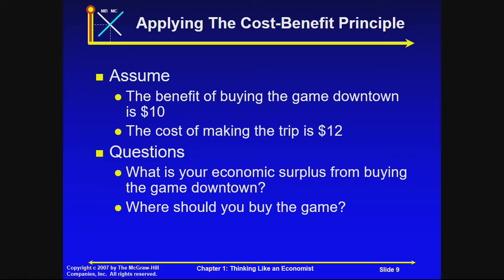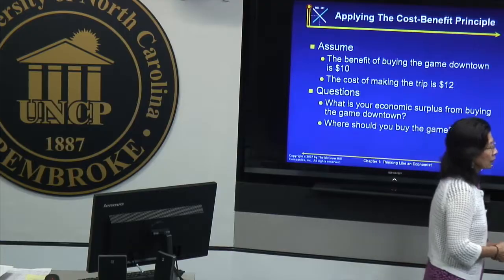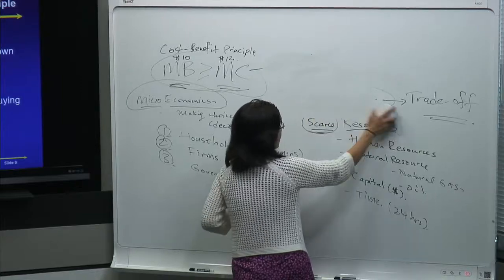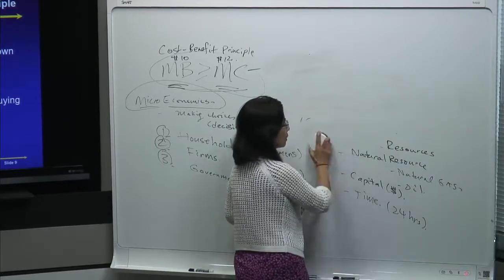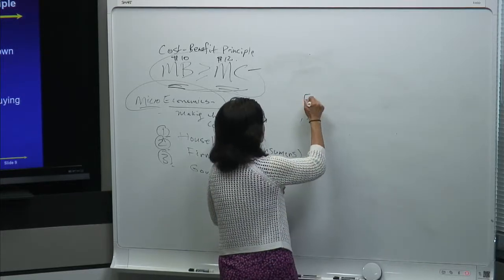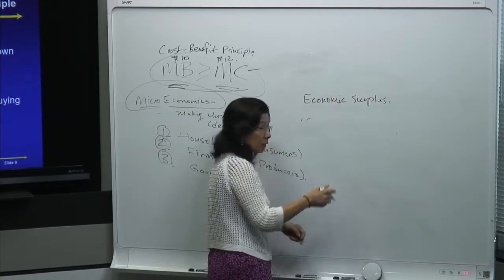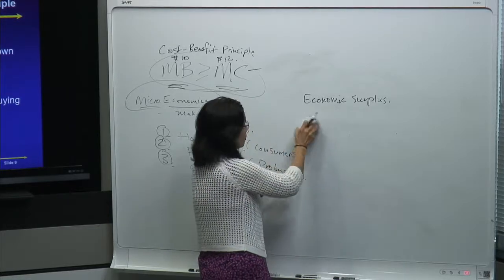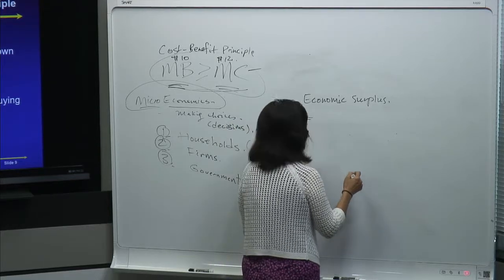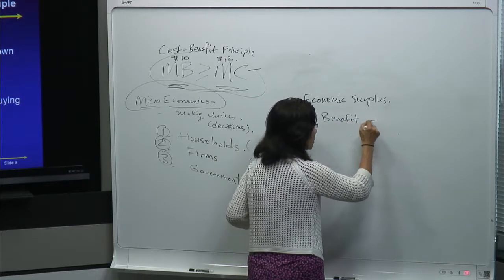Keyword, from buying the game downtown. So underline this word, economic surplus. What exactly is economic surplus? Let me erase this and write down. In fact, you have seen it already, you just didn't realize it. So, your economic surplus, which you will hear this term throughout the whole semester, well, throughout the parts about the microeconomics section. So here it is, you have economic surplus, which basically is your benefit minus the cost.